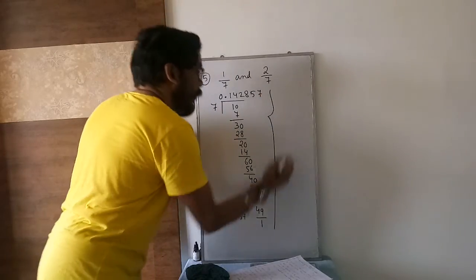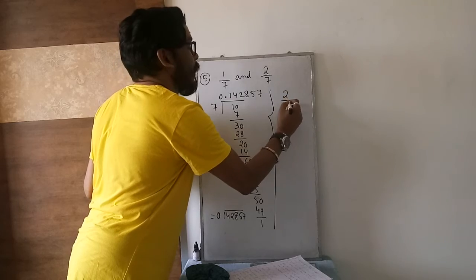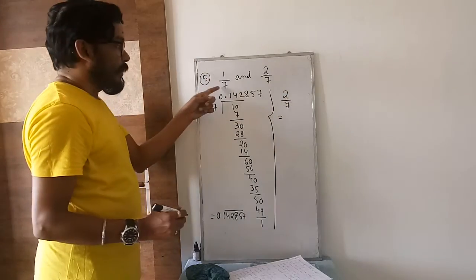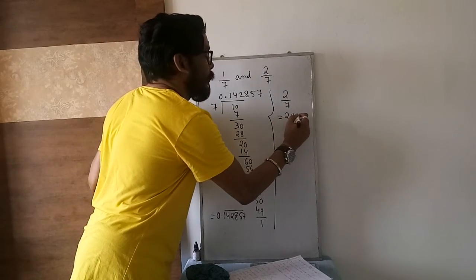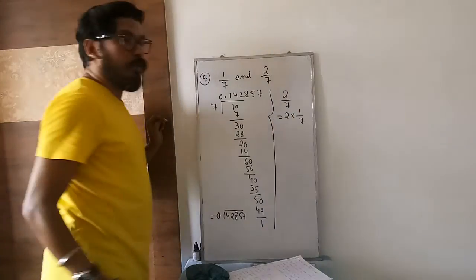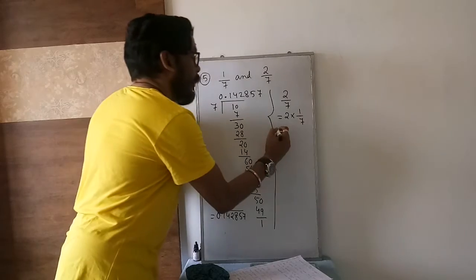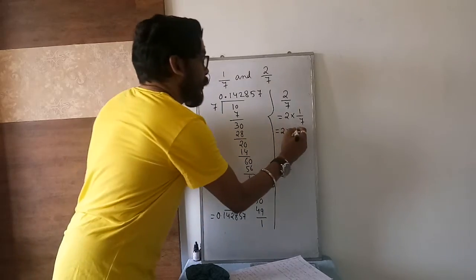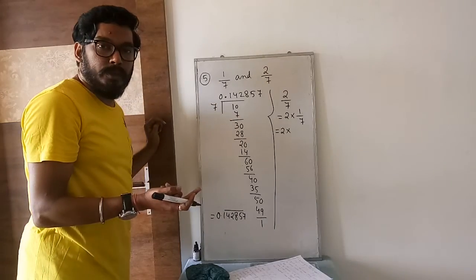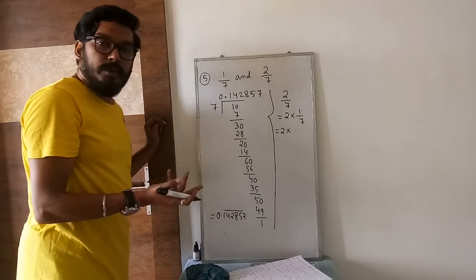For 2 by 7 you can use a shortcut, or again you need to divide. So 1 by 7 is this much over. Here it is 2 by 7. 2 by 7 means what? 2 into 1 by 7, because 2 into 1 by 7 means 2 by 7. So 1 by 7 you got easily this value. You can write here or you can divide also. Okay, there is no restriction. You can use shortcut or you can divide also.